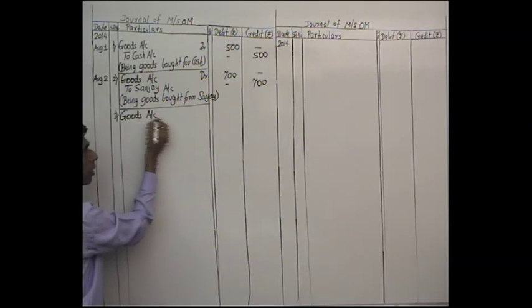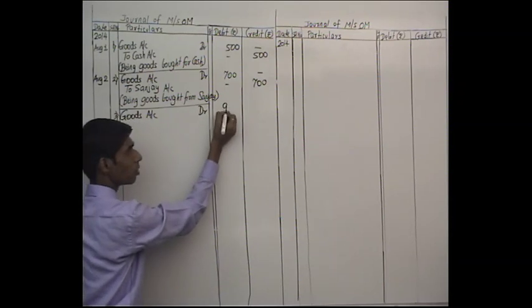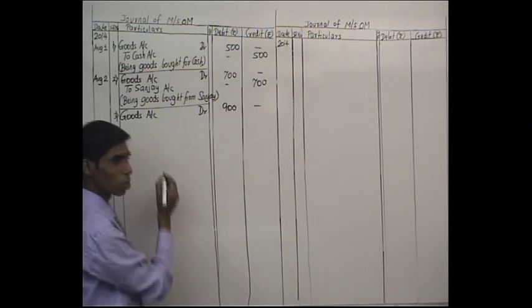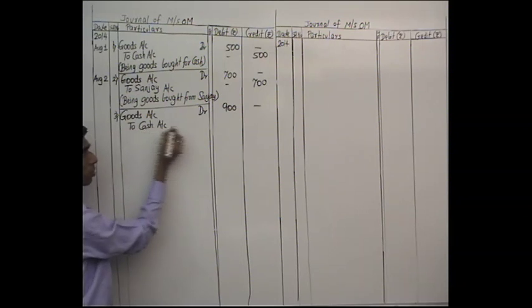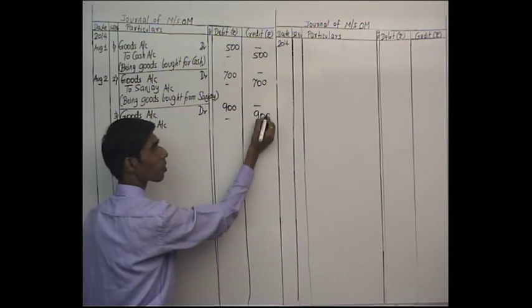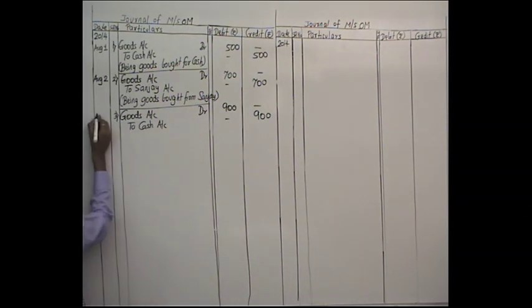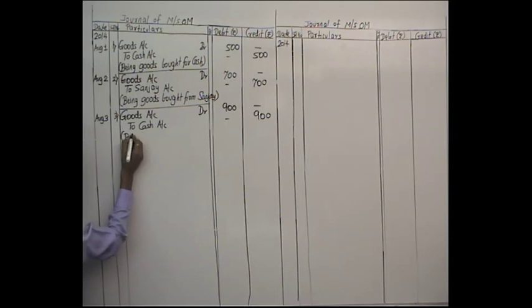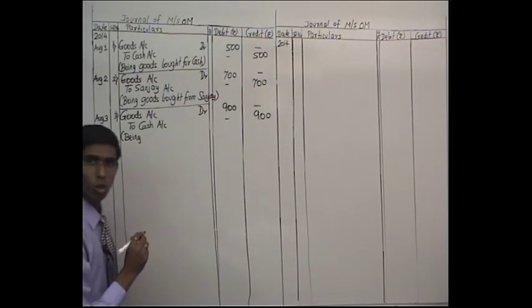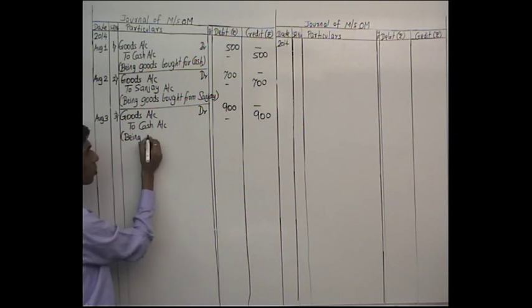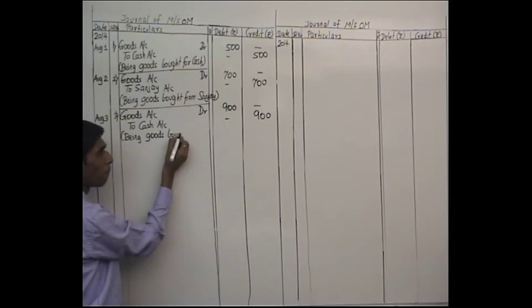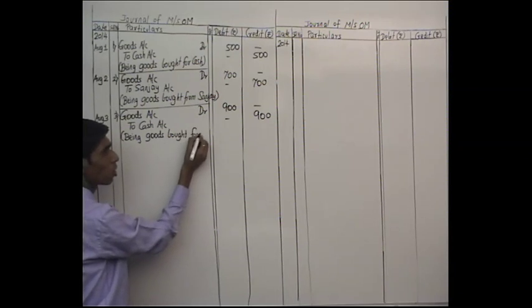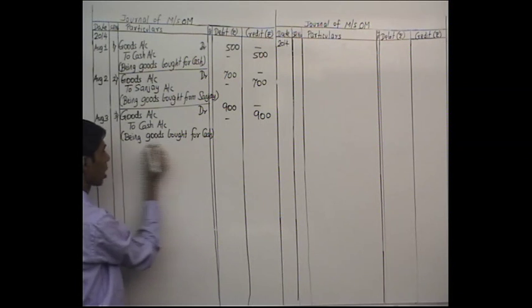Goods account debit 900 to cash account 900. Date August 3. Narration, being goods bought for cash.